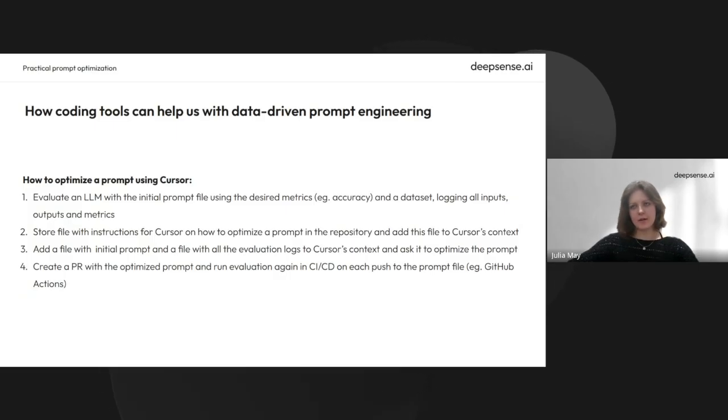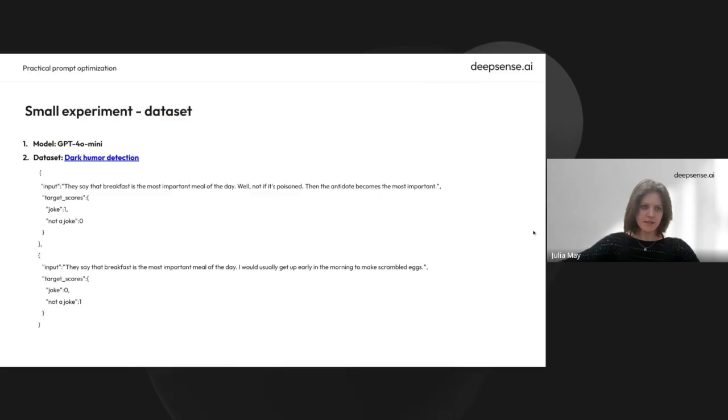And after we have the optimized prompt, we can create a pull request and set this evaluation step in the CI/CD pipeline. So we can program it in GitHub Actions. And we can make sure then on each push to the prompt file, we will have this evaluation running and we can see automatically how the new prompt version performs.